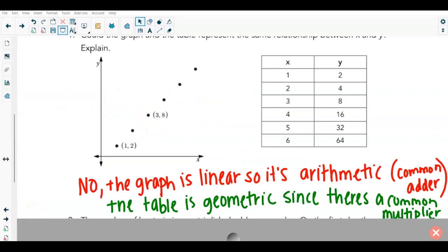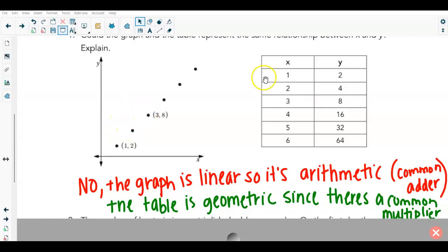All right, you are asked if this table and this graph go together. We can see they overlap at the points (1, 2) and (3, 8), so it kind of looks like they could. However, they are not the same. The first one, we learned that arithmetic makes a line. There's a common adder. We're going to add the same amount in each x and y direction.